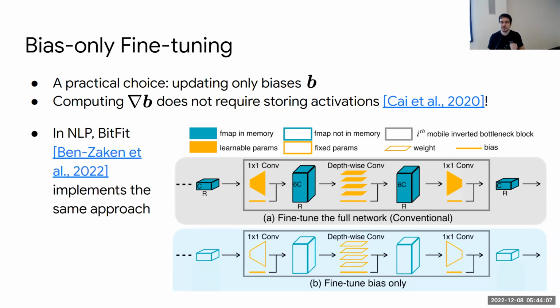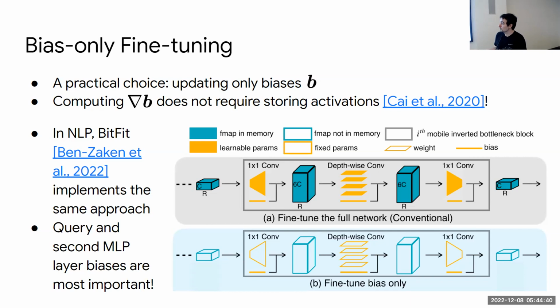And in NLP, the same method has been proposed as well. In that case, it's been proposed under the name of BitFit, which does the same thing of only updating the bias parameters. And just to stress here, in the previous part we talked about sparse parameters, and in this case we would update all of the parameters in the bias, but just those parameters. So we are no longer looking at just a sparse update here.